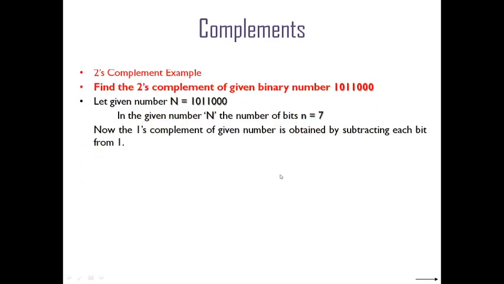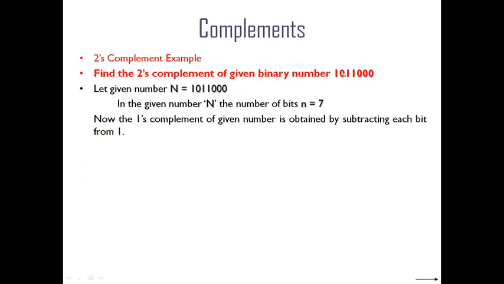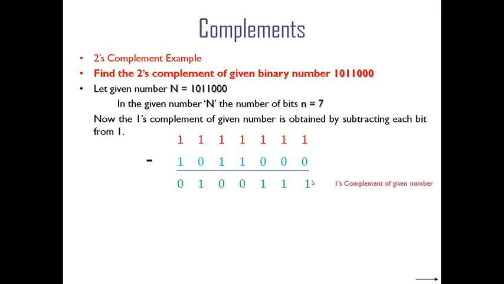Okay, if you see the examples, here we are considering one binary number. In this binary number we have 7 bits. Let us take first 7 ones to obtain the ones complement. I have taken 7 ones, and we have to subtract this given binary number from these 7 ones to obtain the ones complement. And if you add 1 to this ones complement, we will get the twos complement.